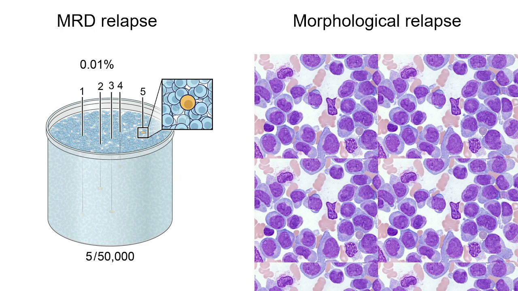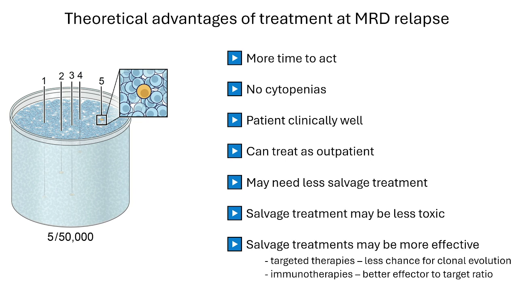So what would be the advantage of treating a patient with MRD relapse where the disease burden may be perhaps 0.001% of blasts, compared to frank relapse when the patient may have 50 or 100% of blasts? Well, you can think of several theoretical advantages.